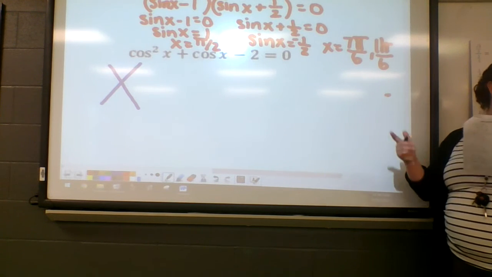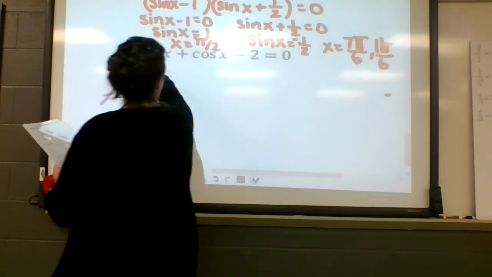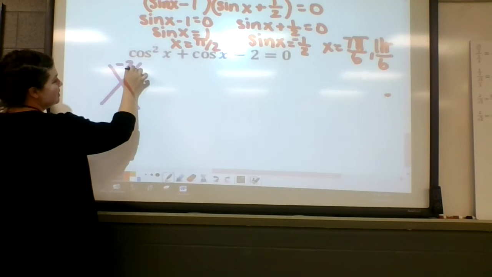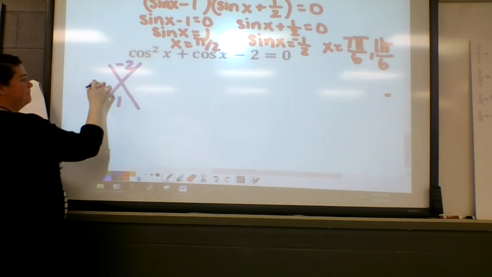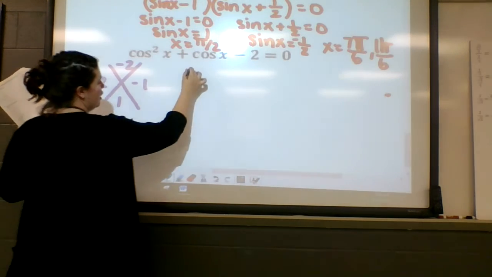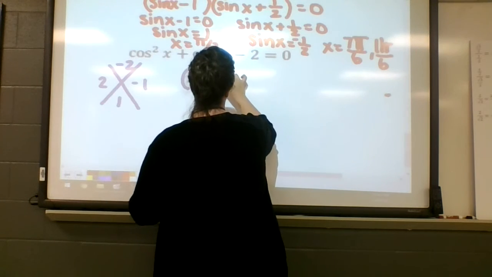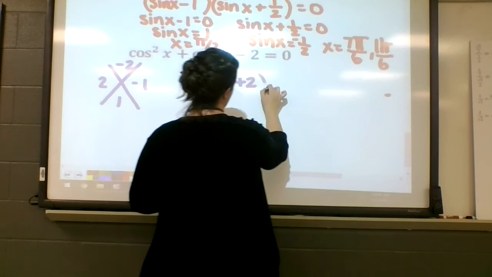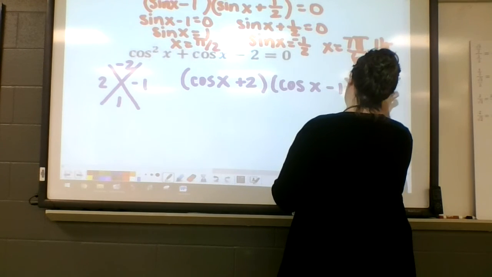All right, this one was easier to factor, because you didn't have a number in the very front. So that meant there wasn't any multiplying you had to do, and you didn't have to go back and divide. So two numbers that multiply to be -2 and add up to be +1: 2 and -1. And so your factors were, instead of just x, cosine of x plus 2 and cosine of x minus 1 equals 0.